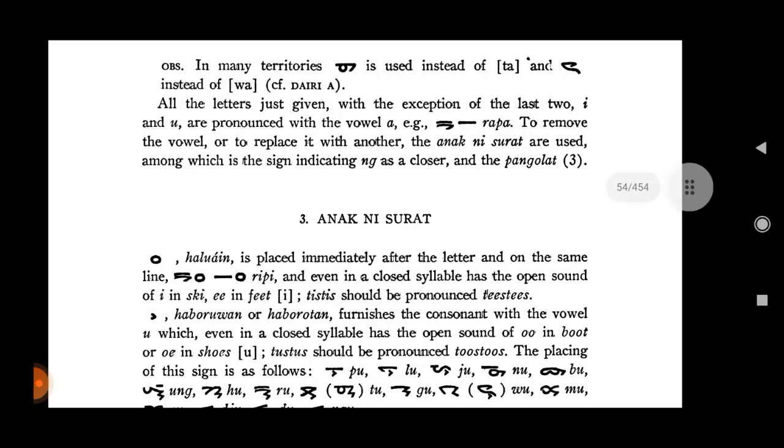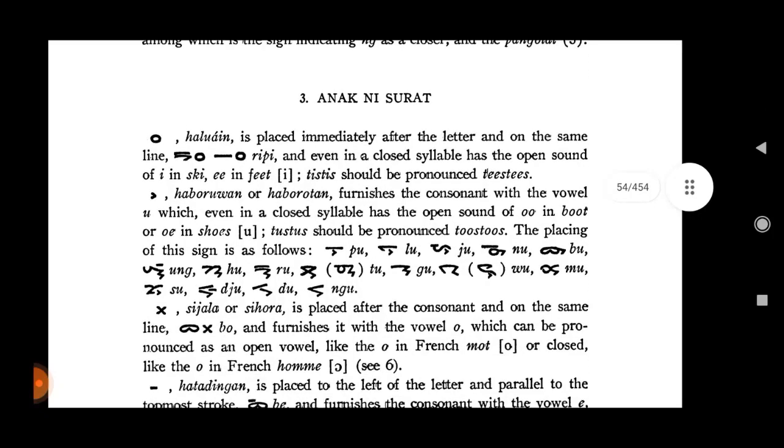All the letters just given, with the exception of the last two, E and U, are pronounced with the vowel A, e.g. rapa. To remove the vowel or to replace it with another, the anak ni surat are used, among which is the sign indicating a closer, and the pangurat.